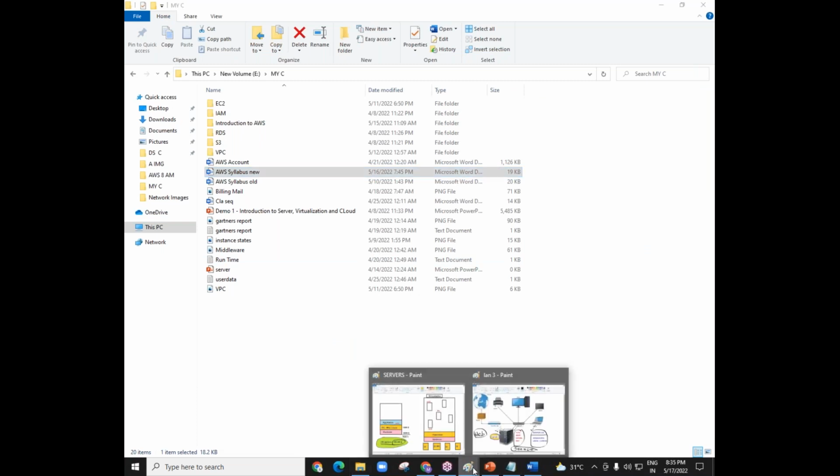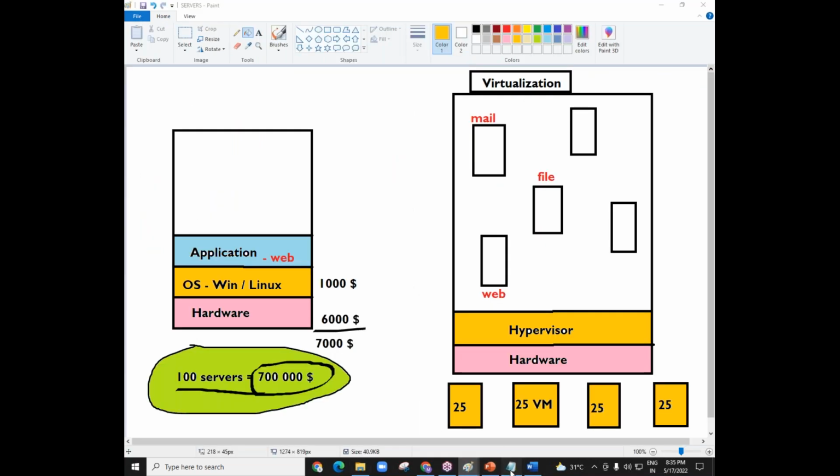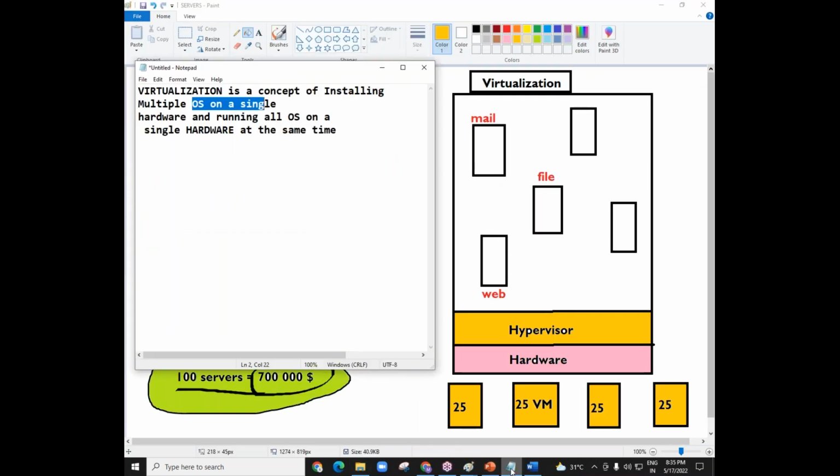Okay, so come again. What is virtualization, my friend? Taking one physical machine and installing multiple operating systems on that single machine at the same time is virtualization. And running them at the same time is virtualization. So what is the advantage here?